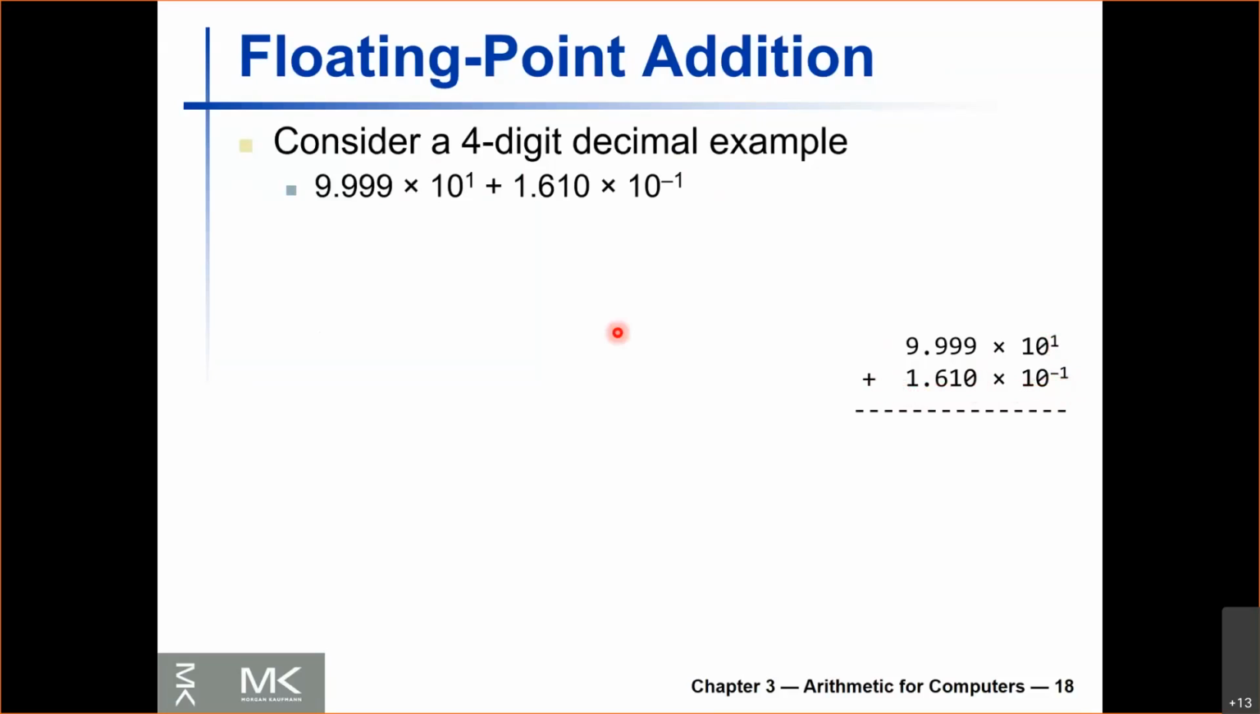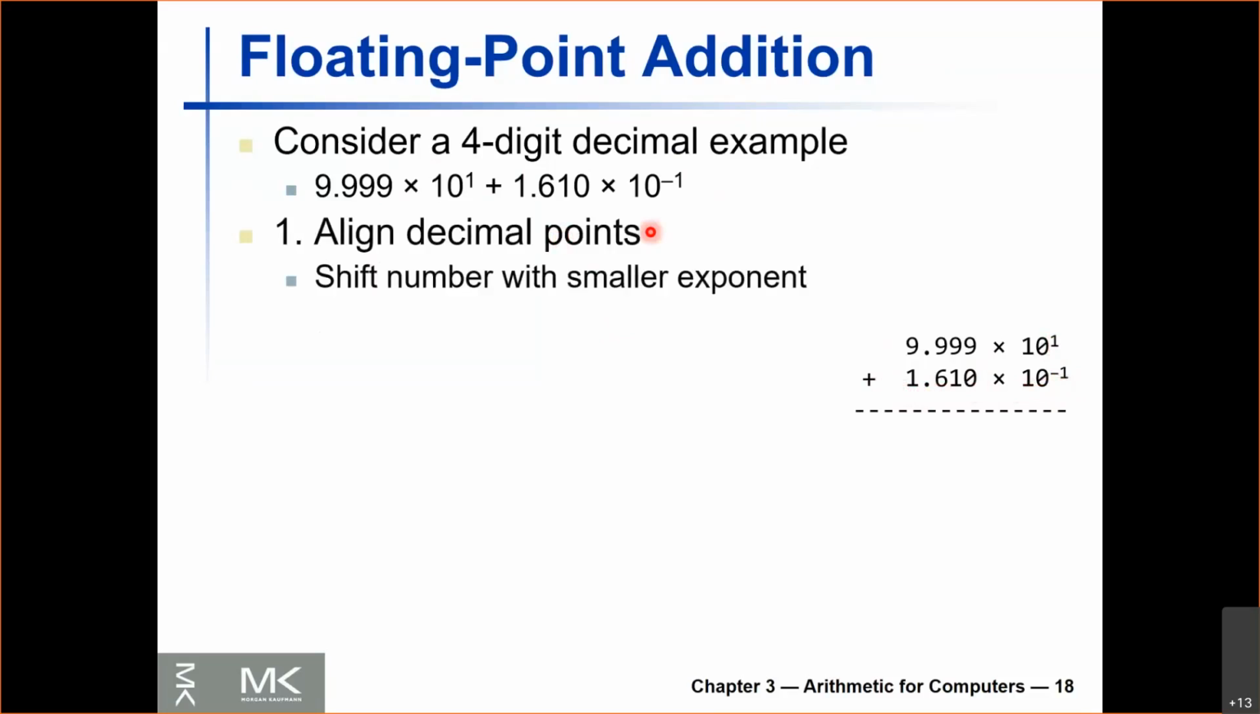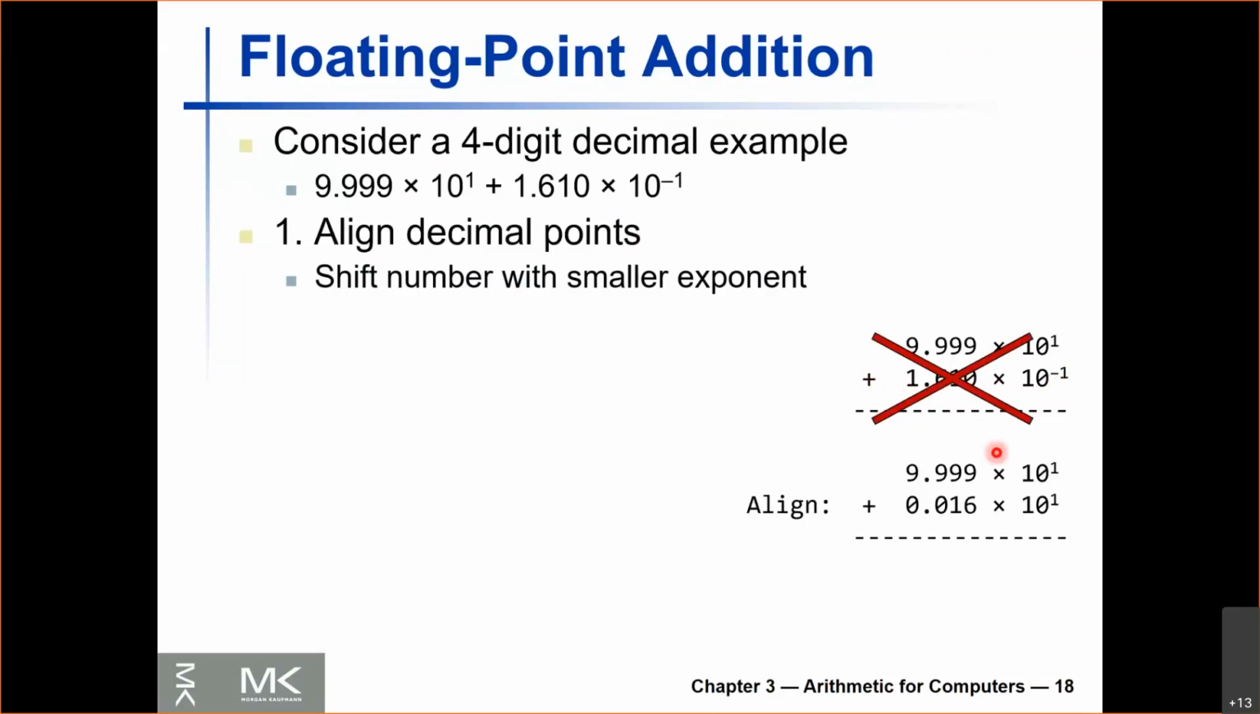Okay, so the first step is going to be to align my decimal points by shifting the number with a smaller exponent. And how much do I shift it? I'm going to shift it twice. Where do I get twice from? Well, 1 minus negative 1 is 2. And that's why I'm going to shift it twice, because I want to add 2 to this exponent over here. To do that, I'm going to shift left twice. So after I align the decimal points, I get 9.999 times 10 to the power 1 plus 0.016 times 10 to the power 1. Okay, can I add now?